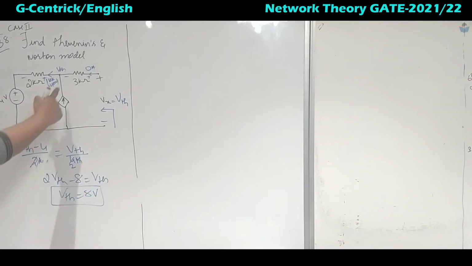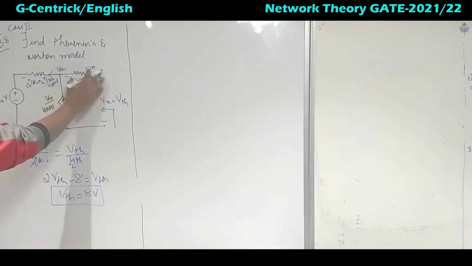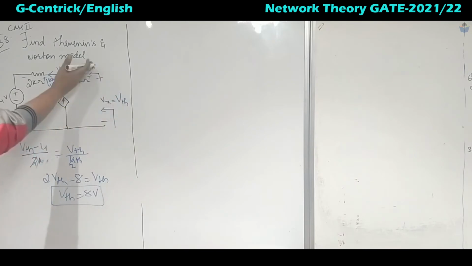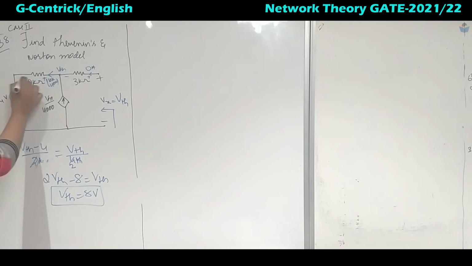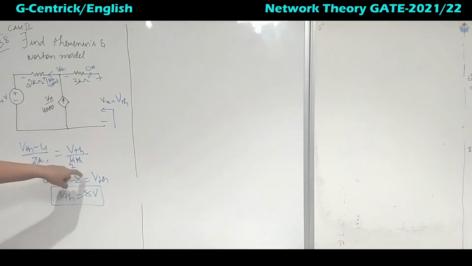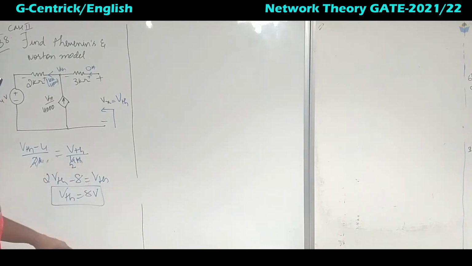Right? There is nothing here, so you can take it as 0. This voltage only will appear here. Right? So Vth minus 4 divided by 2K, then incoming current, that is Vx equal to Vth by 4000. Okay, so that 3 zeros are replaced by K. Then you will get Vth as 8 volts.